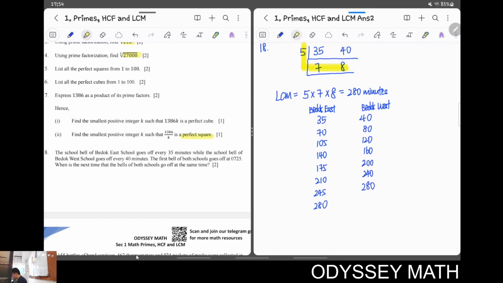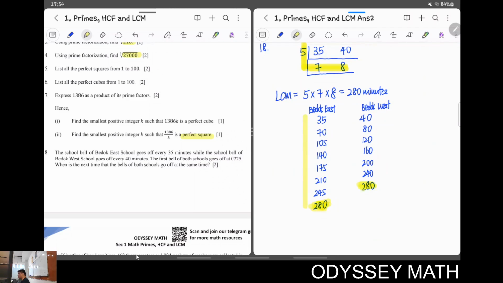So do you notice or not? They will ring together after, I'm sorry, they will ring together after 280 minutes. Do you agree? It's like from the start until here, right? This bell that is ringing at this particular junction would ring after 280 minutes.